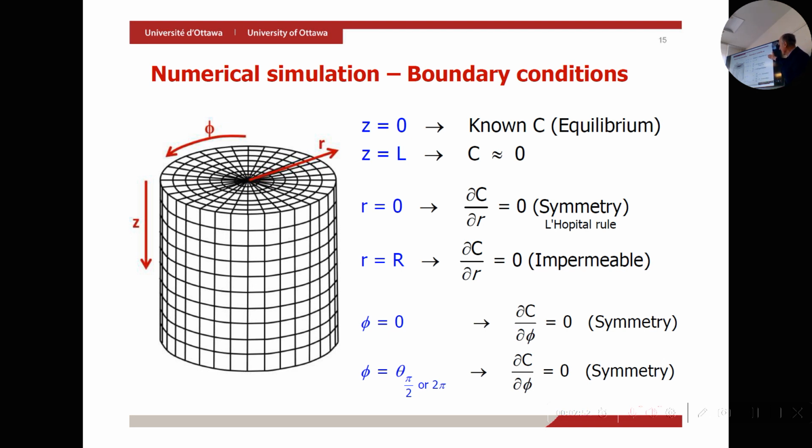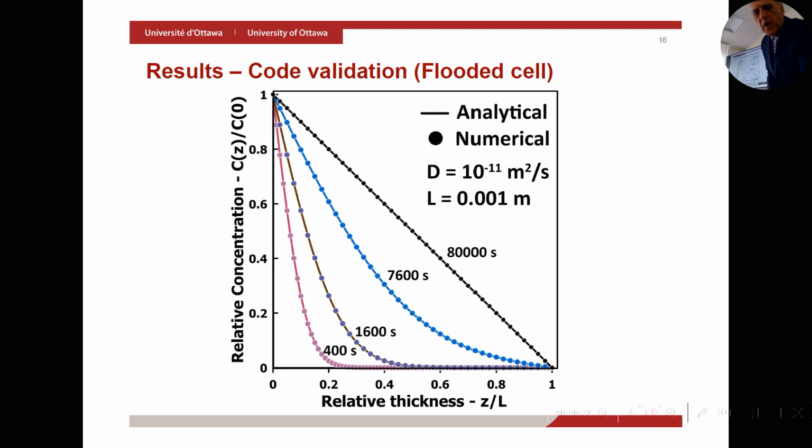So this is in the z direction. In the r direction, you have symmetry in the center, and then at the end you have impermeability of the system. And in the phi direction, depending on how you place your pattern on it, you can use only one part of it or the totality of it. In my case, I use one quarter for some cases and the totality for other cases. So these are the definitions of the problem.